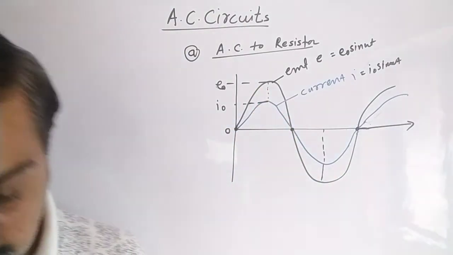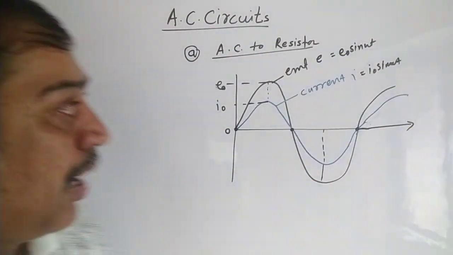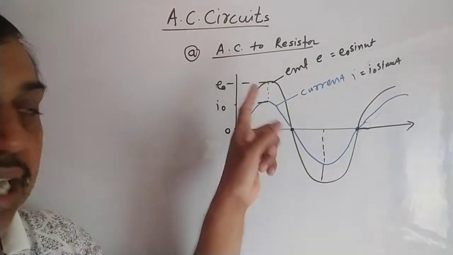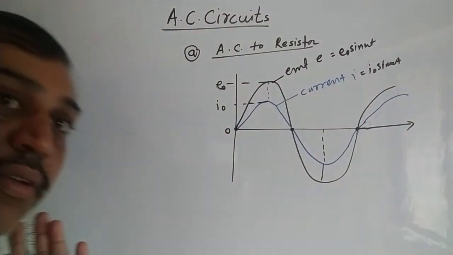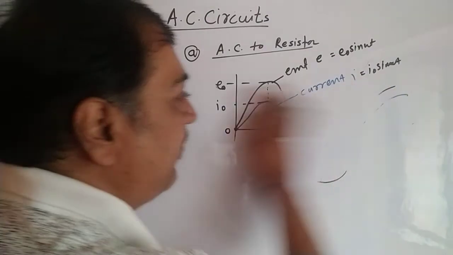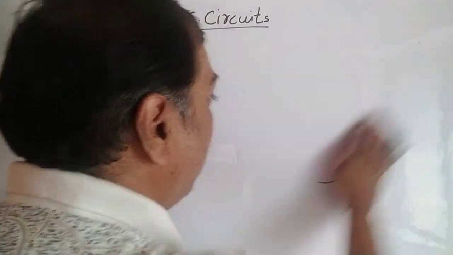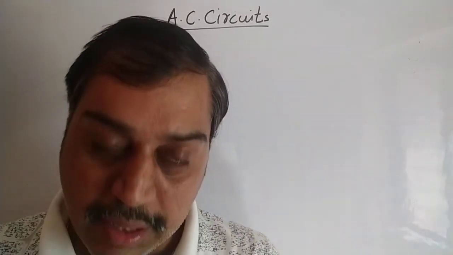So we can say when AC is applied to a resistor, the current and EMF change equally. They are always in phase, always moving in phase. That is what we learn from the first topic, when we apply AC to a resistor.